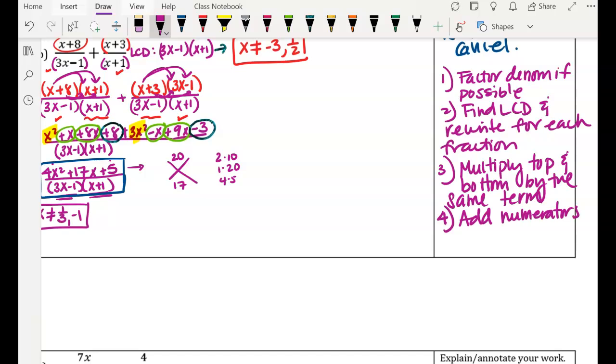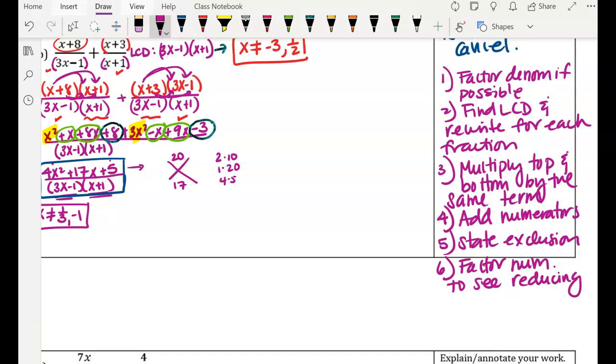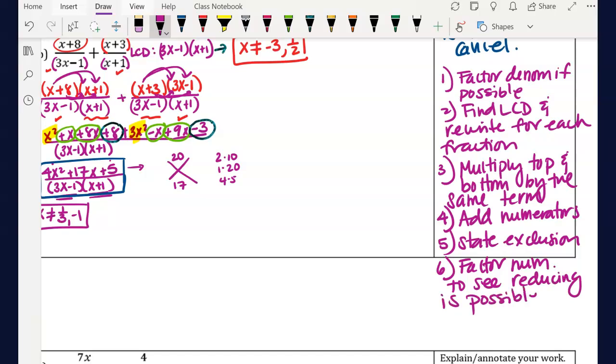Okay. And don't forget, last one, state exclusions. And clearly, we would try to factor the top if that's possible to reduce. So step 6, factor the numerator to see if reducing is possible. In this case, it was not.